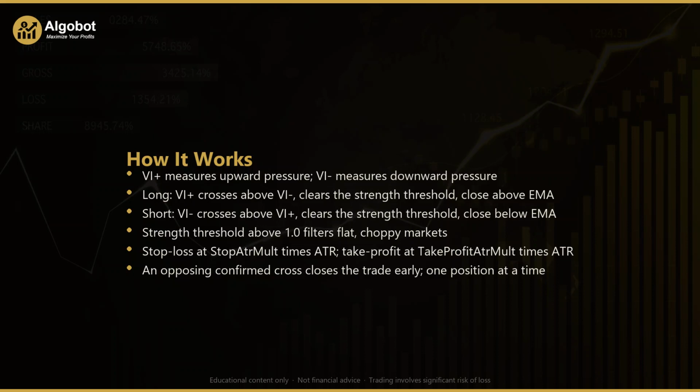On top of that, there is an early exit rule. If an opposing confirmed cross appears while a trade is open, the strategy reads that as momentum flipping and closes the position early, rather than waiting for the bracket. The expert advisor holds just one position at a time, and the freed slot rearms on the next bar. Remember, trading always involves risk, and losses are a normal part of any strategy.